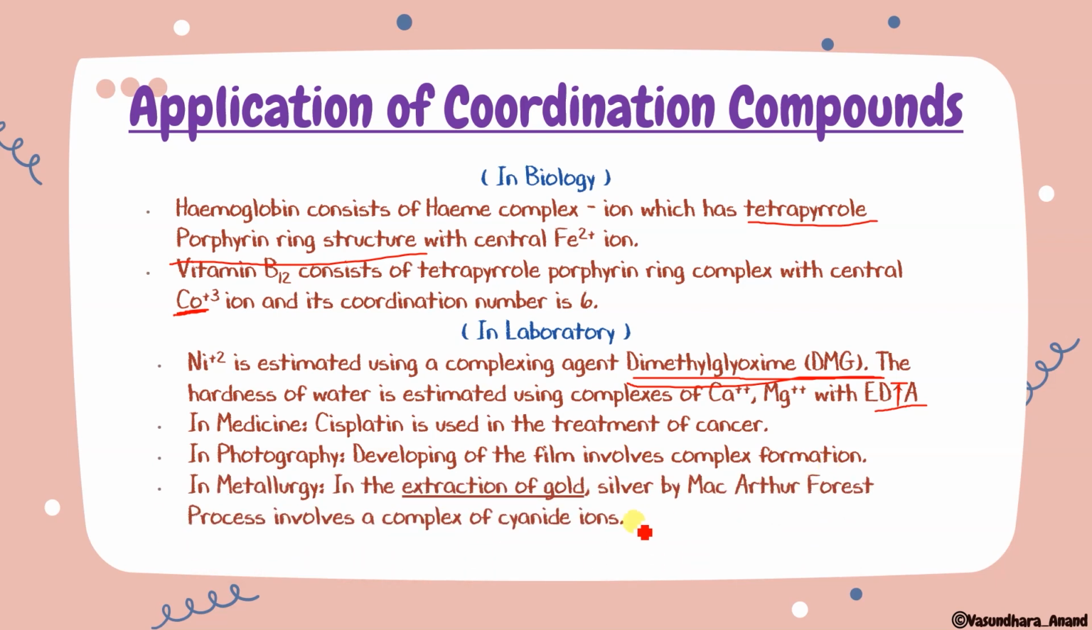In metallurgy, the extraction of gold and silver by the MacArthur-Forrest process involves a complex of cyanide ions. You have done that cyanide leaching method. So that is actually the extraction of gold, where we use the complex compound of cyanide. Yes. Now that was the last topic according to the board exam.